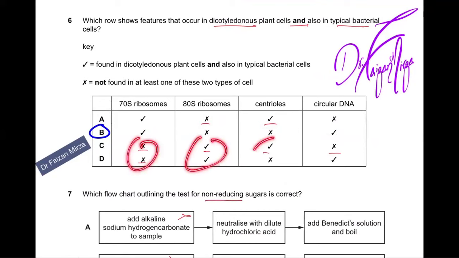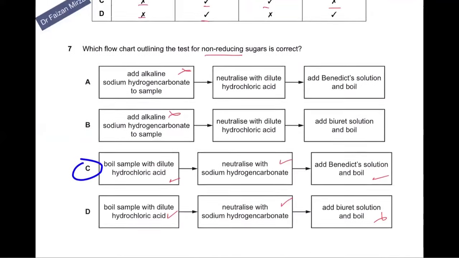Similarly, in the other options, you can also figure out which option cannot qualify for the overlap between both cells, which are a dicot plant and a typical bacterium.